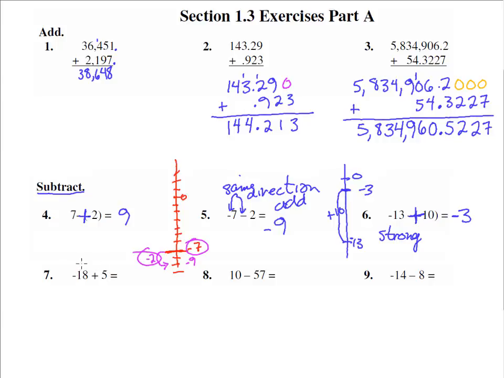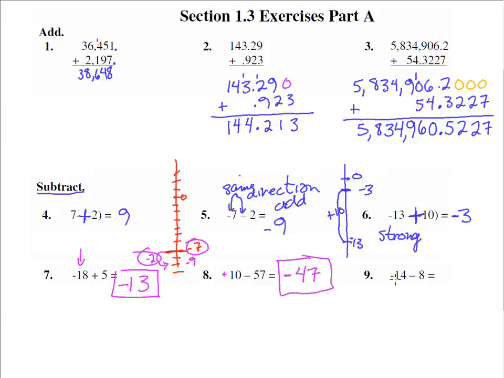All right, let's try this similar problem over here. Negative 18 plus a 5. These guys are opposite signs, so just like number 6, they are going to be tug-of-warring against each other. The subtraction of 18 and 5 is 13, and this guy right here is the stronger one, so we're negative 13. Let's try this one. 10 minus 57. They're opposite signs. This one is a positive 10, and that's a negative 57, so they're subtracting.